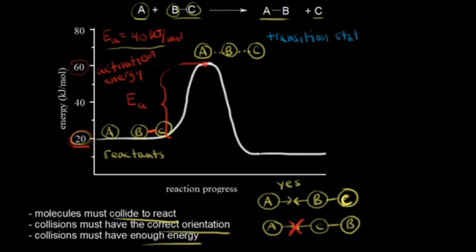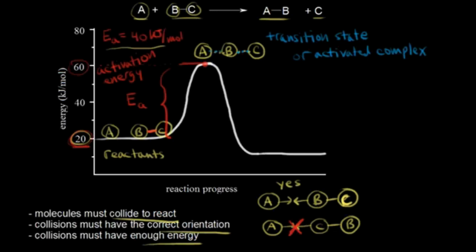You might also see this called the activated complex. So the transition state or the activated complex. And you can see I've drawn in partial bonds here. So the bond between B and C is breaking. At the same time, we have the bond forming between A and B.